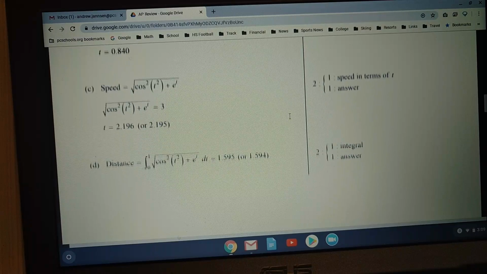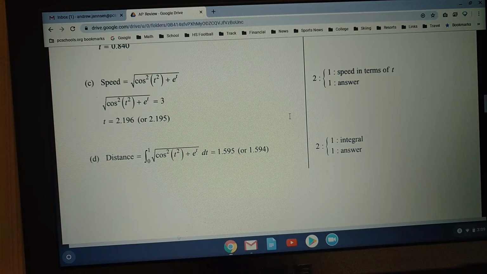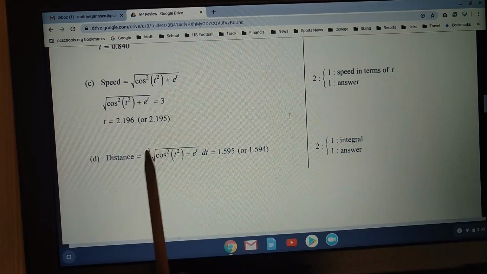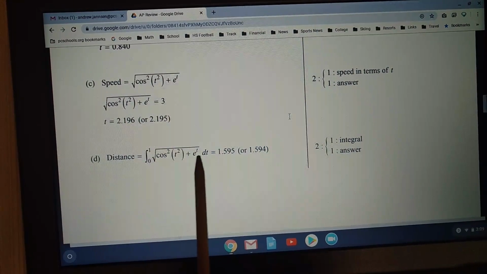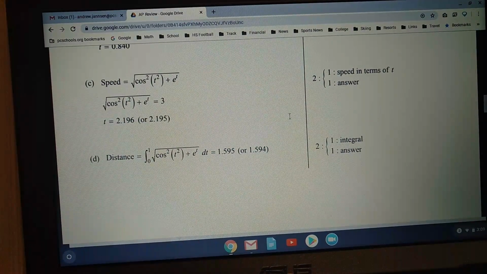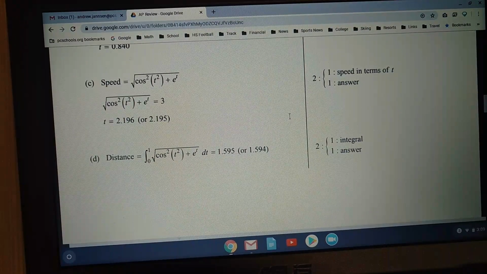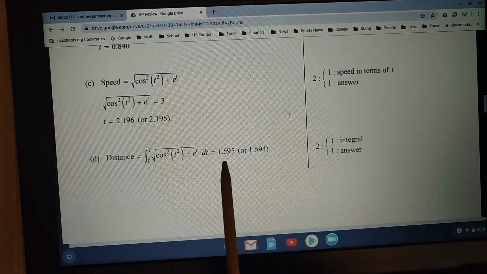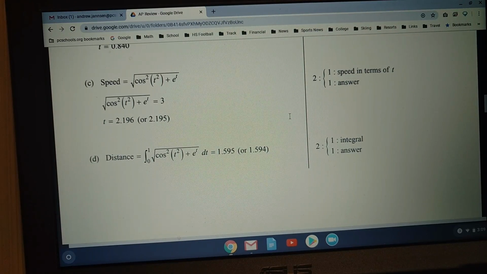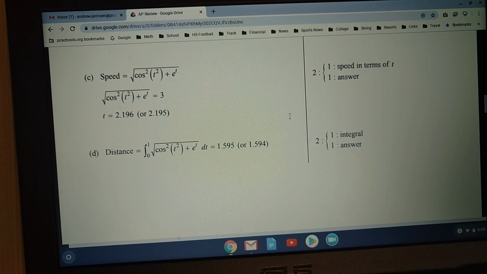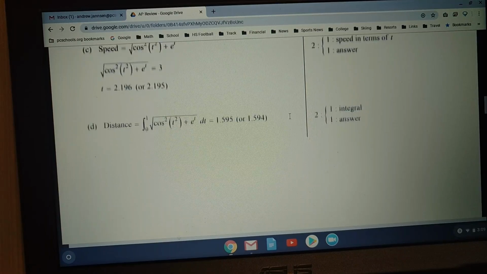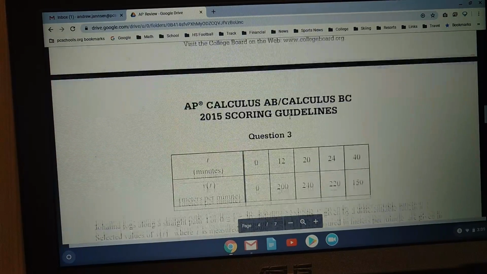And finally, for part D, 2 points. Your integral gets you 1 point. Knowing you're integrating from 0 to 1 of that to calculate for distance. Basically, it's the integral of your speed. So you go ahead and do that. And then you get the correct answer. You get the other point. Score it out of 9. And let's move on to question 3.